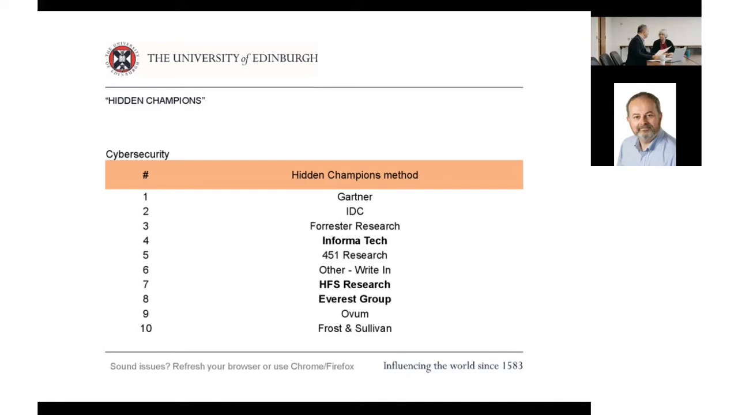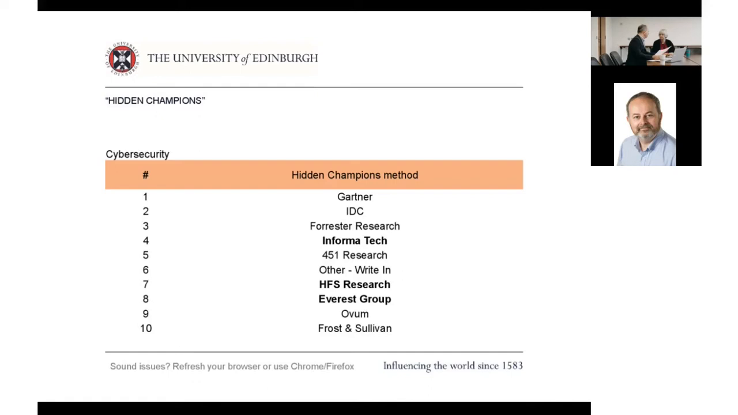And you'll see that I've marked out 3 firms in bold. So on each of these charts, I've put in bold the organizations which get into the top 10 using this hidden champions method, but which did not make it into the top tier. Informa Tech, HFS Research, and Everest. These are our 3 hidden champions, the organizations that are being used more intensively.